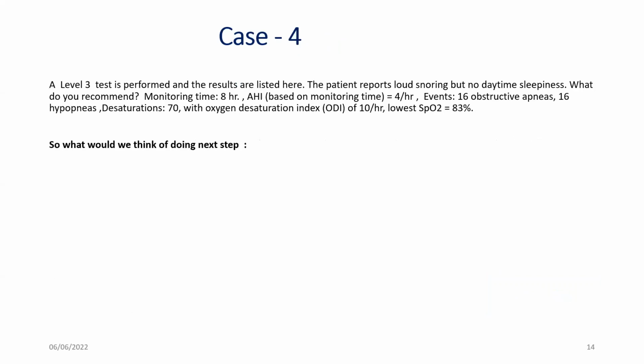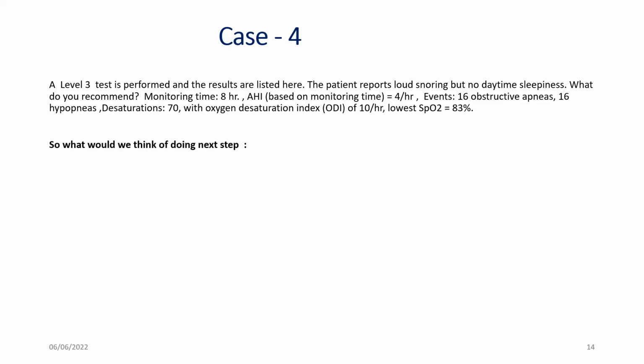So case 4, again, a level 3 test is performed and the results are listed here. The patient reports loud snoring but no daytime sleepiness. What do you recommend? His monitoring time was 8 hours. Total AHI was 4 per hour, but events were 16 obstructive apneas and 16 hypopneas. Total desaturation was 70, with an oxygen desaturation index of 10 per hour. His lowest SpO2 was 83%.